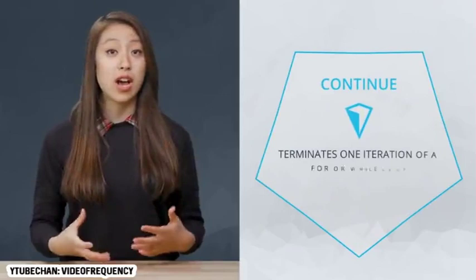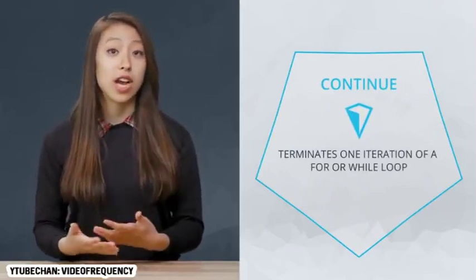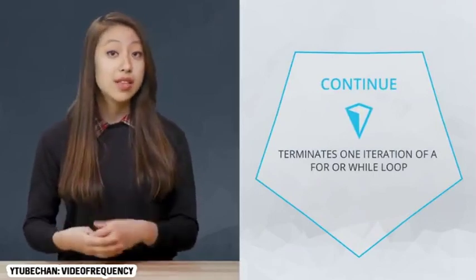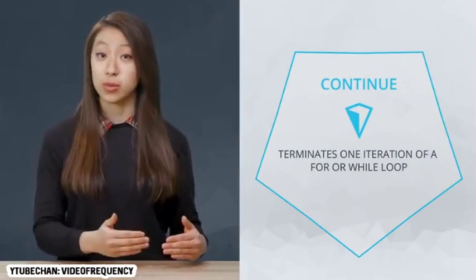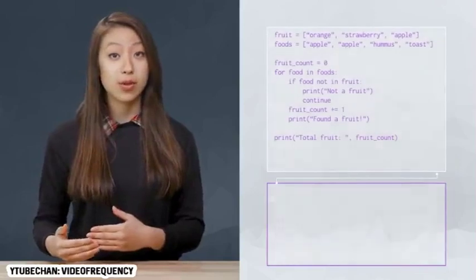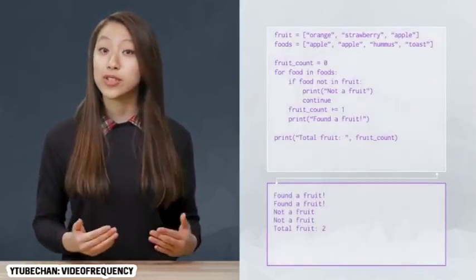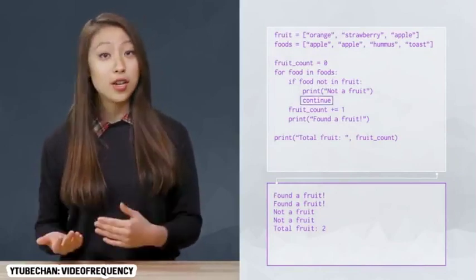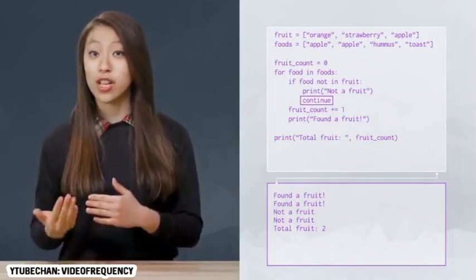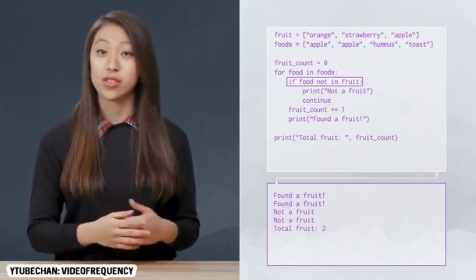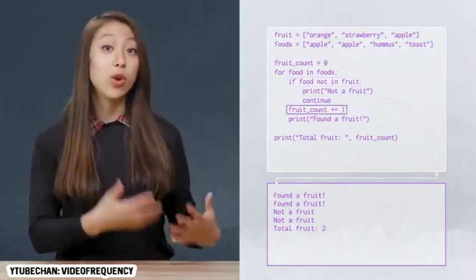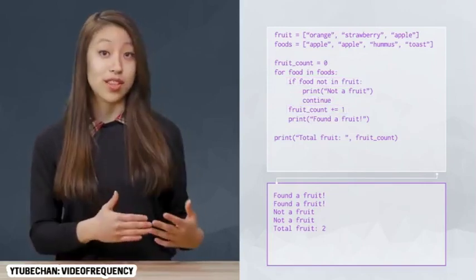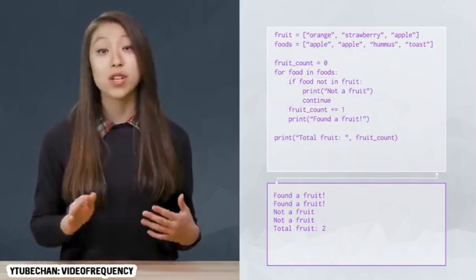Sometimes, rather than breaking out of the loop completely, there will be times we want to skip simply one iteration of the loop. In this case, we would use the continue keyword. In this example, we iterate through a list of foods and increment a count if the food is a fruit. Here, we terminate an iteration if the food is not found in fruit. Otherwise, we add 1 to fruit count. So when food is hummus or toast in this loop, the rest of the loop is completely skipped.